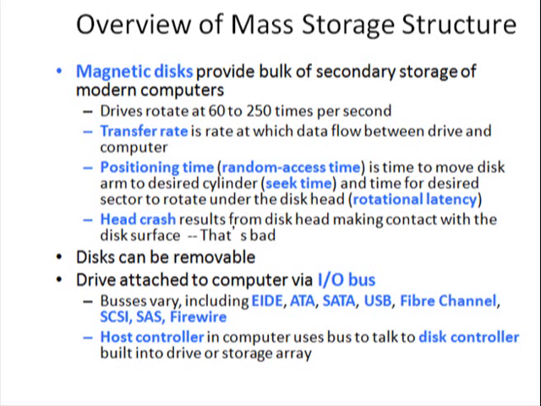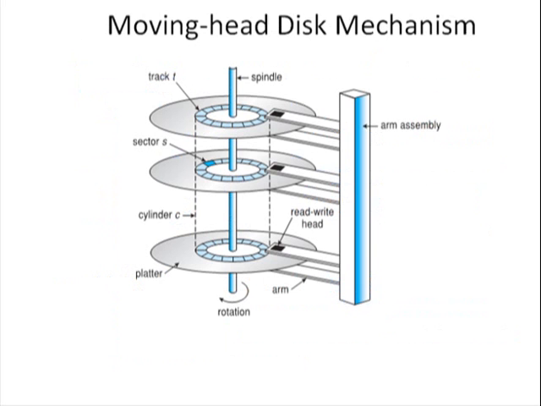Disks are generally nowadays removable, and the drive is attached to a computer via an I/O bus. The buses can vary because they consist of various types. The buses can be USB, ATA and SATA, fiber channel, SCSI, as well as FireWire. This is the moving head disk mechanism.